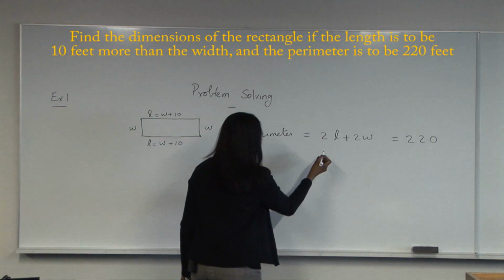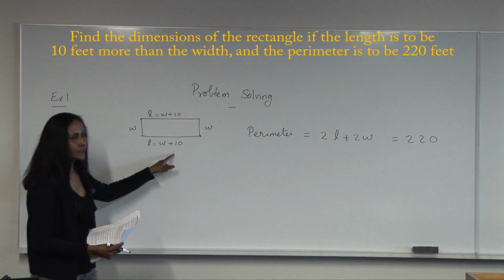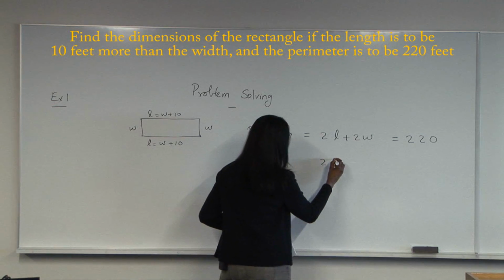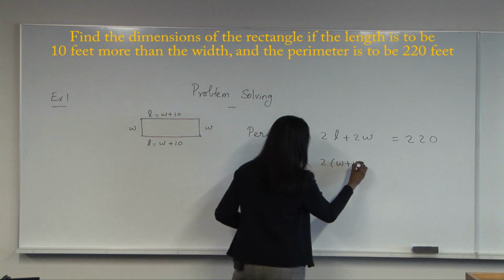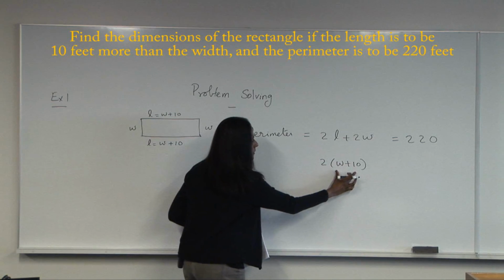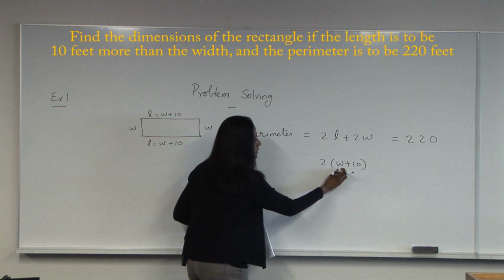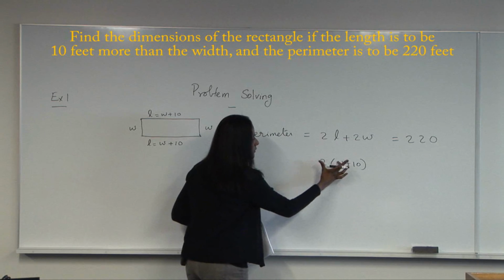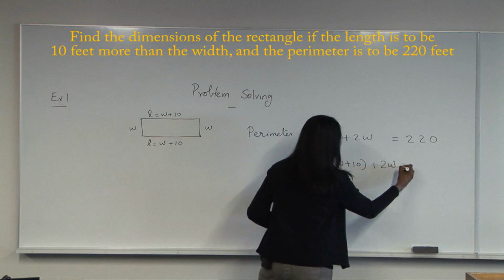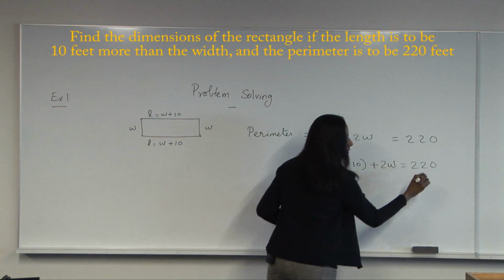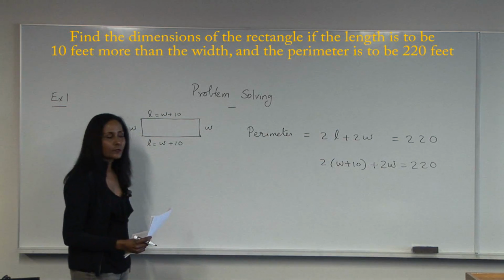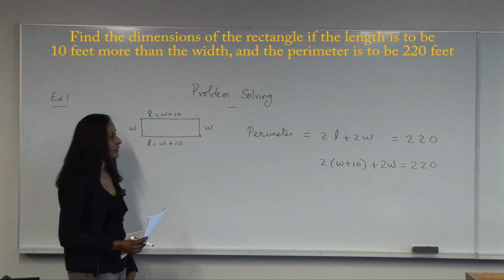So let me substitute because your length is W plus 10. So let us substitute length as W plus 10. Make sure you put a parenthesis. That's very, very important. You have to put a parenthesis here because you have W plus 10, not just one term. You have 2 terms. And 2 times length plus 2 times width is equal to 220. So now we set up the equation. Now we have to solve.